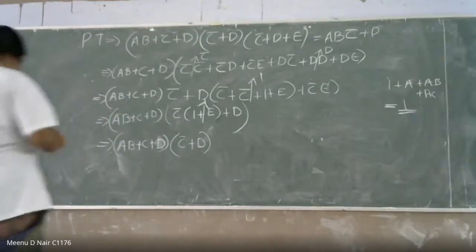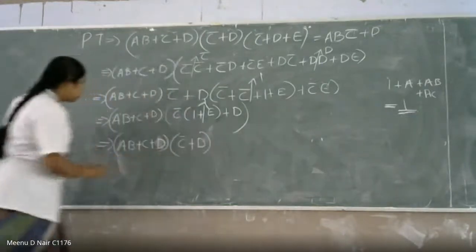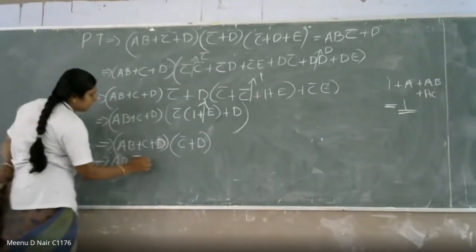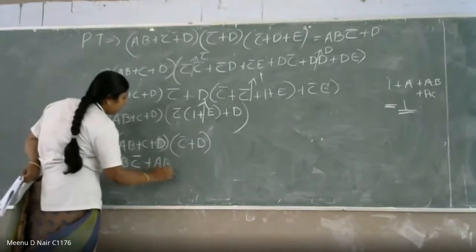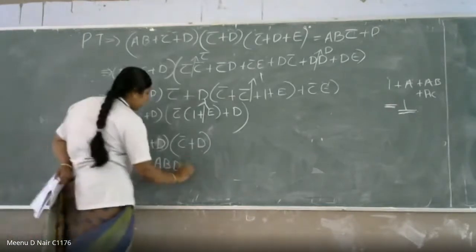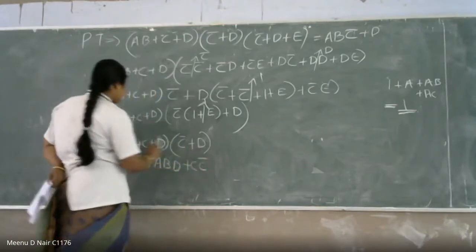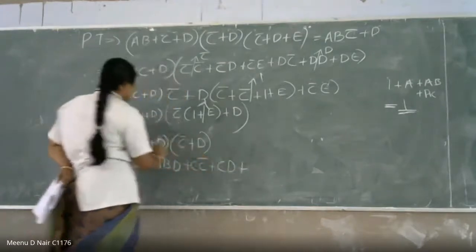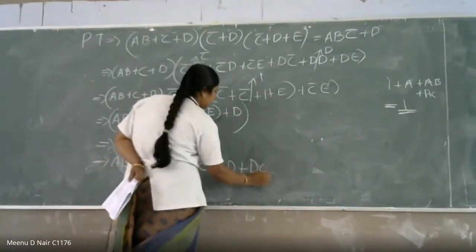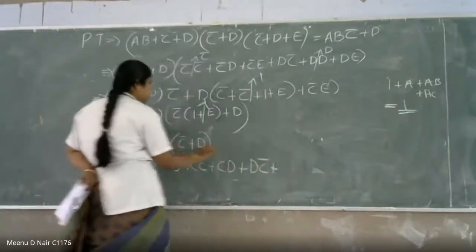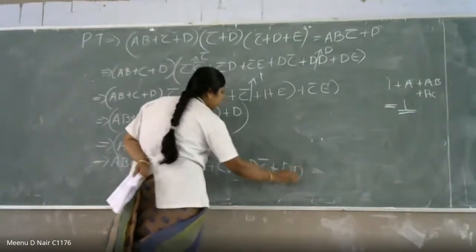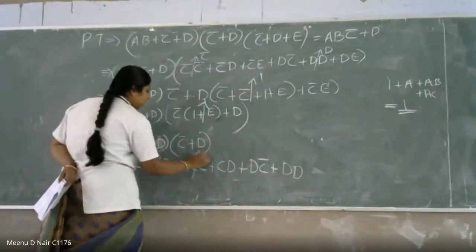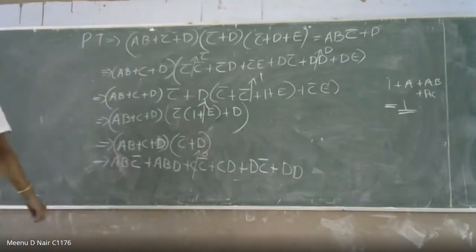So how to get that one? Which is equal to A, B, C bar plus A, B, D plus C bar, right? Plus C, D, again D, C bar plus D into D into D. C into C bar, this term goes to 0.